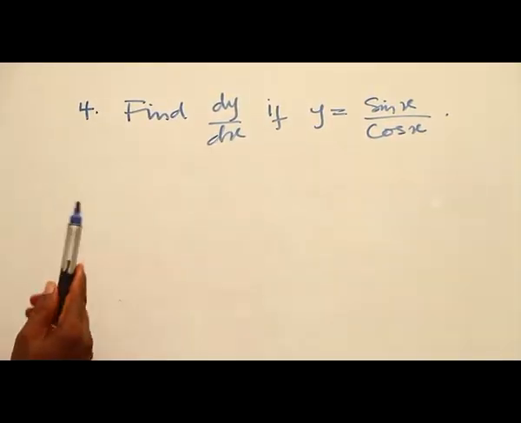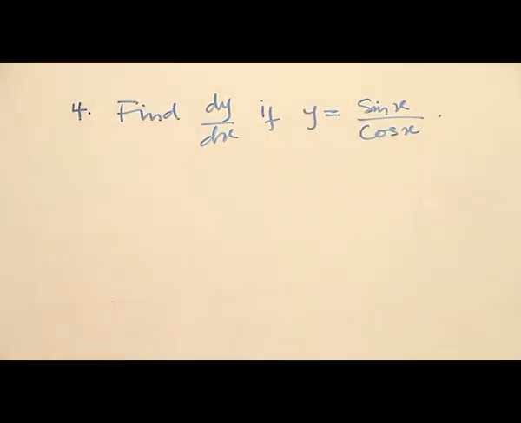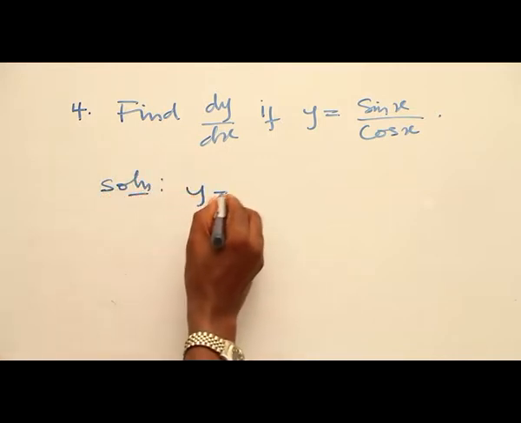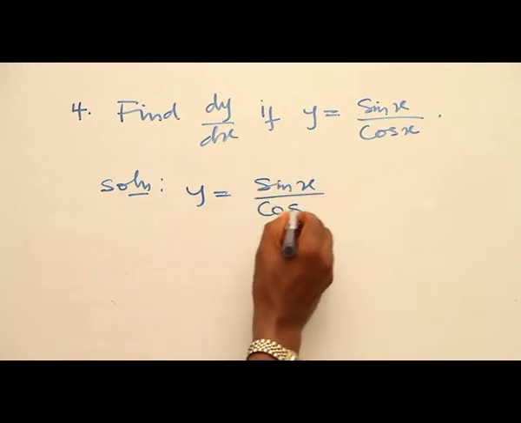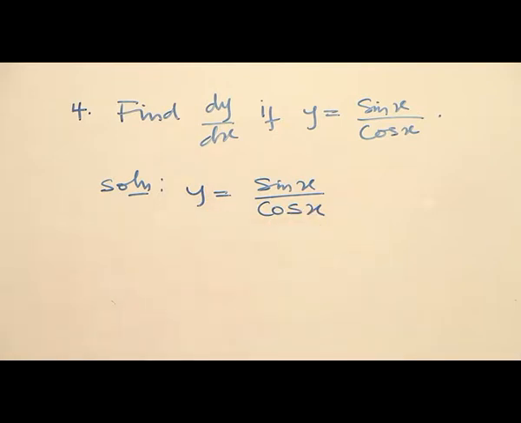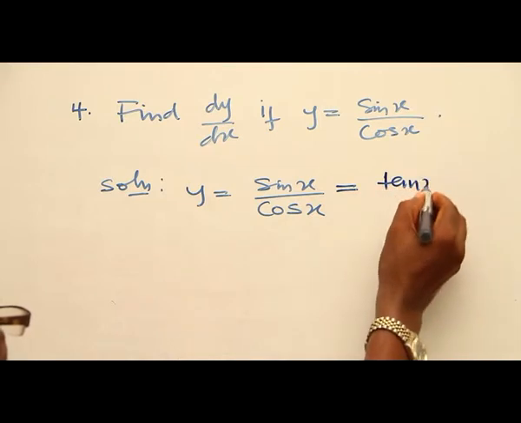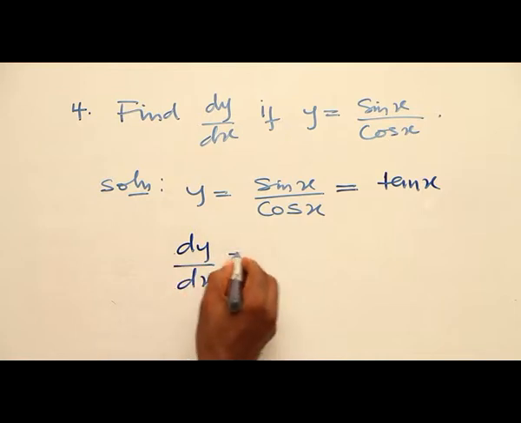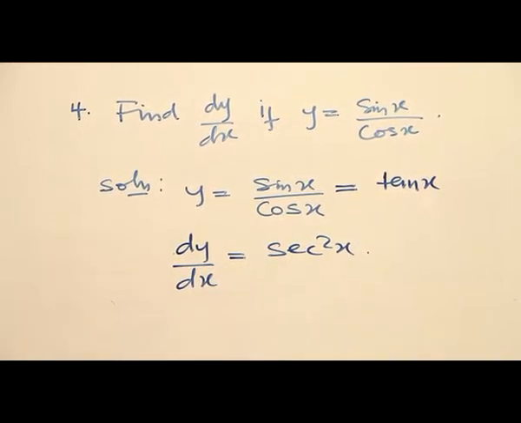Example number 4. Find dy over dx if y is equal to sin s all over cos s. Solution. We have y equal to sin s all over cos s. If you observe this carefully, sin s over cos s from identity is equal to tan s. So our dy over dx is simply sec squared s, one of the standard derivatives.